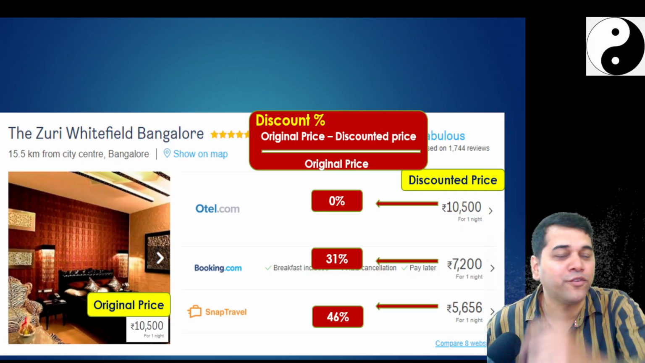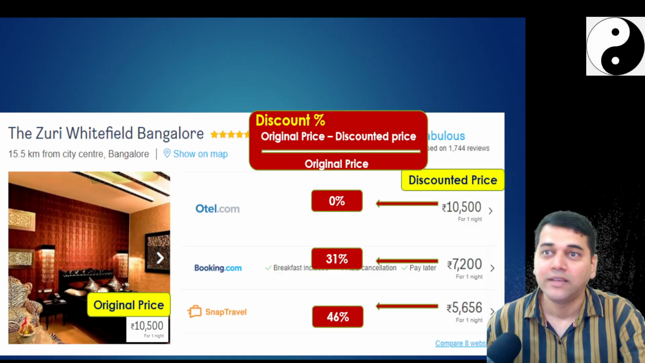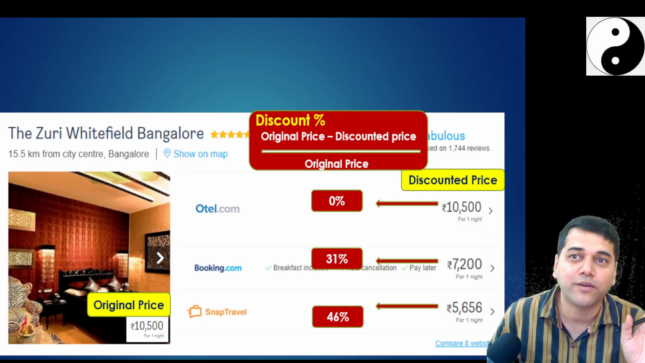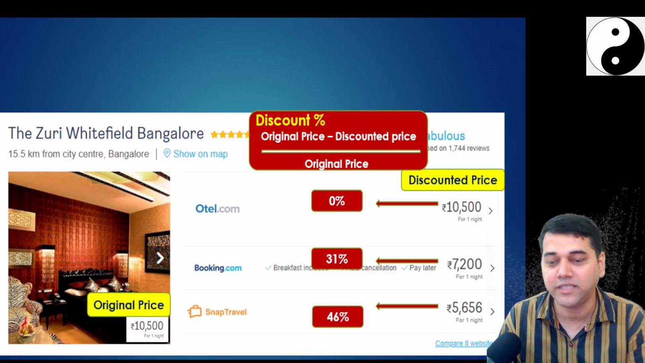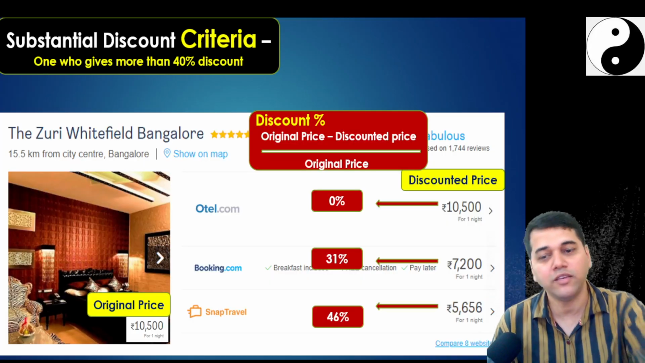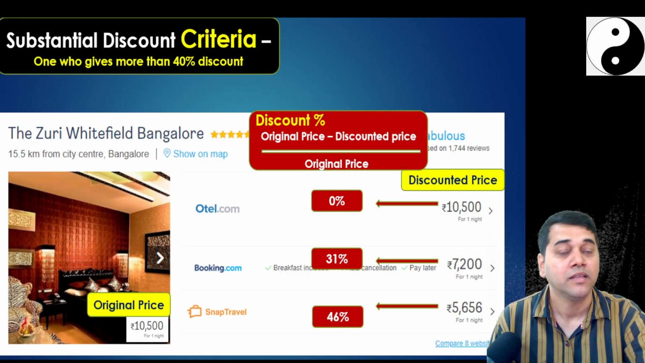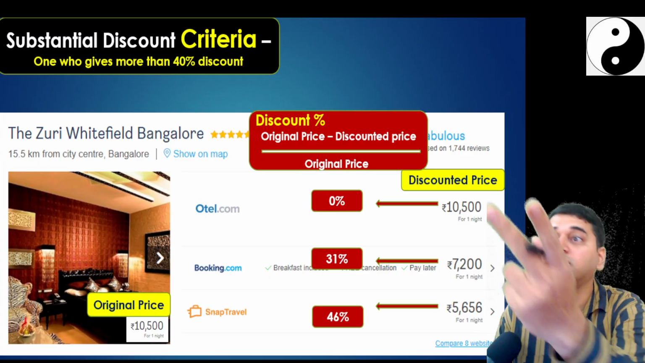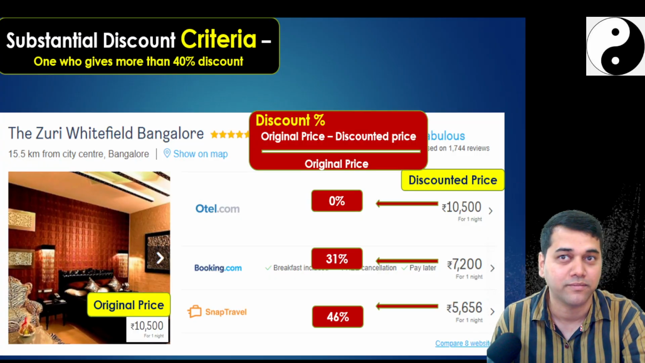What is your criteria for substantial? Then only I can tell you. If you say highest, there is no definition required. But when I ask substantial, I say, look, the one who gives more than 40%, and then you say it is snap trap. The one who gives more than 30%, then you say that there are two parties who are giving substantial discounts.